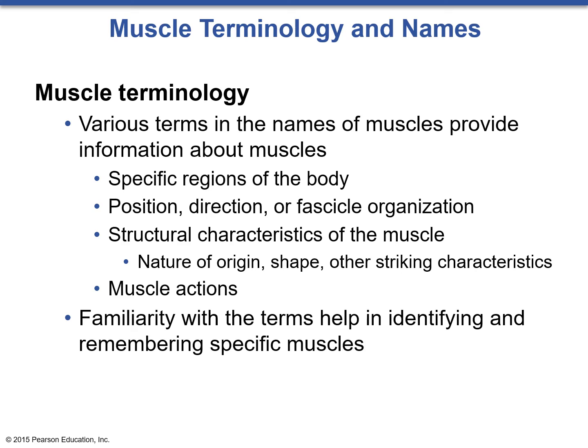Different structural characteristics of the muscle. So the nature of the origin, the nature of the shape, how many heads of the muscle it has. Is it a bicep, tricep, quadricep, where there are multiple connections? We can also, of course, have the muscle actions. All the muscles of your inner thigh, for example, are called adductors because they perform adduction. Familiarity with these terms is going to help in identifying and remembering specific muscles.